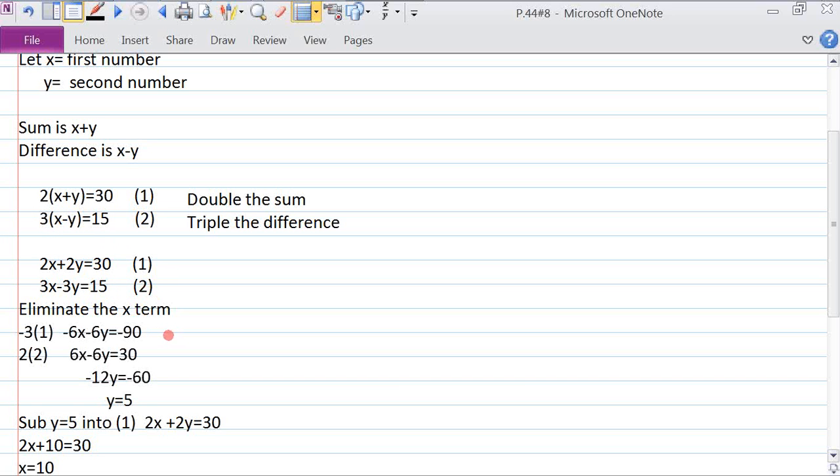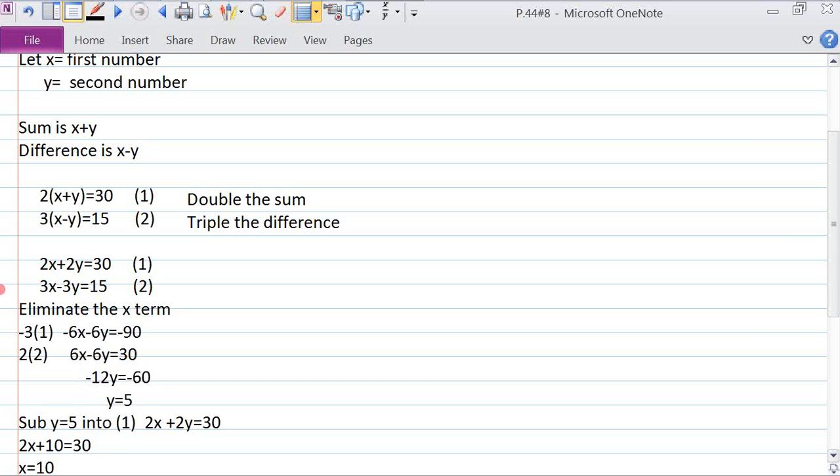Now I'm going to eliminate the x term by multiplying equation 1 by minus 3 and multiplying equation 2 by the number 2. So when I multiply equation 1 by minus 3 right here, I get minus 6x minus 6y equals minus 90. And I'm multiplying equation 2 through by 2, and I get 6x minus 6y equals 30.